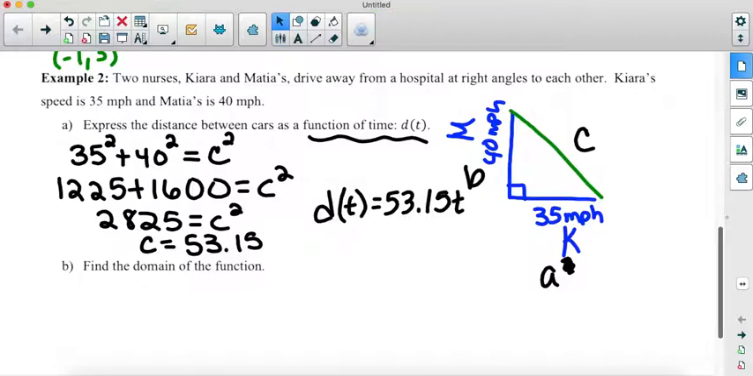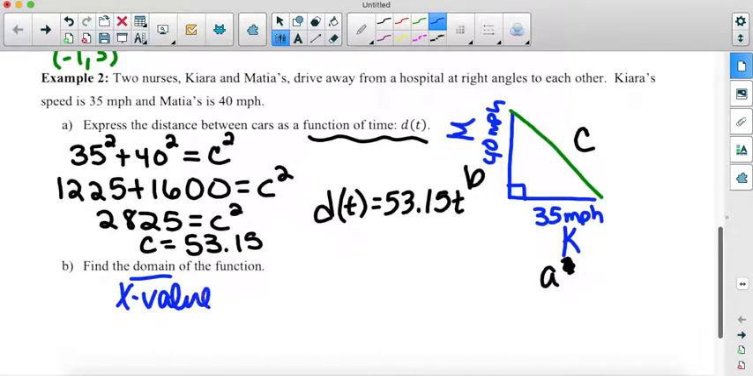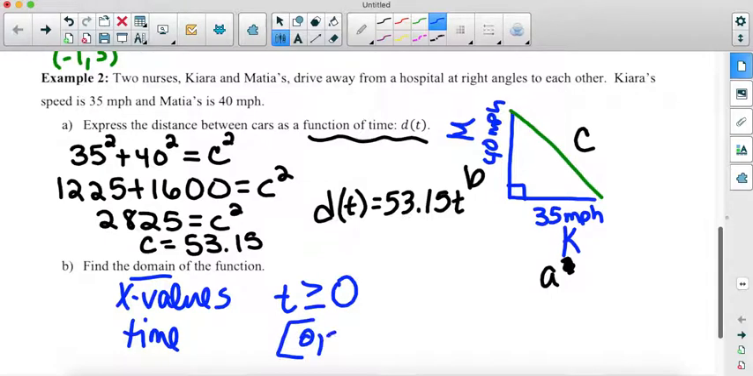The domain of this function: time is going to be our domain because time is our x value, and domain is our x values. When we think about how much time can go, we can't have negative time for them to travel away from each other, so your domain here is going to be anything bigger than or equal to 0. 0 would be when they're still at the hospital together, and then anytime after that. If we want to put that in interval notation, it's 0 to infinity.